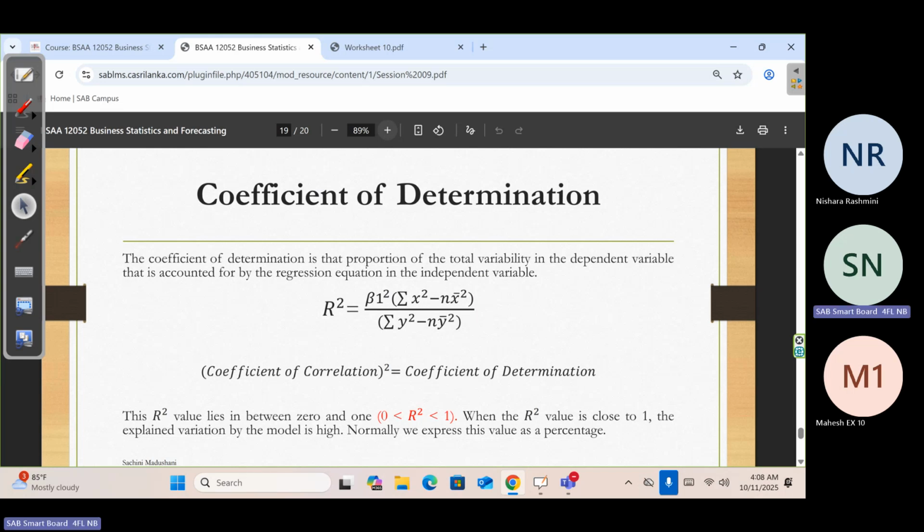Understood? Then normally the coefficient of determination value lies between 0 to plus 1. Here we cannot get a negative value for the coefficient of determination. Normally we take the coefficient of determination as a percentage value. Okay? Then here we assume the coefficient of determination is 0.8. It means 80%. It means 80% of the quantity demanded is explained by the price.